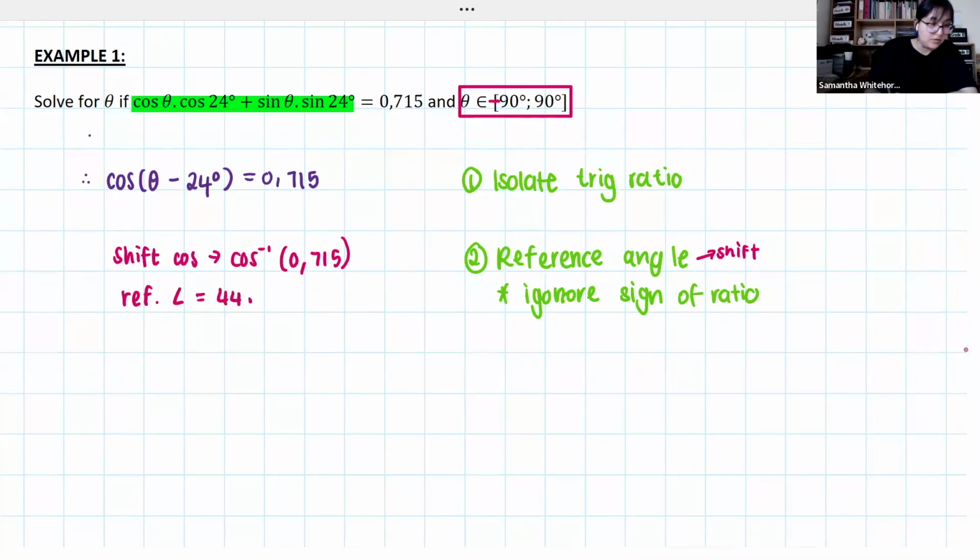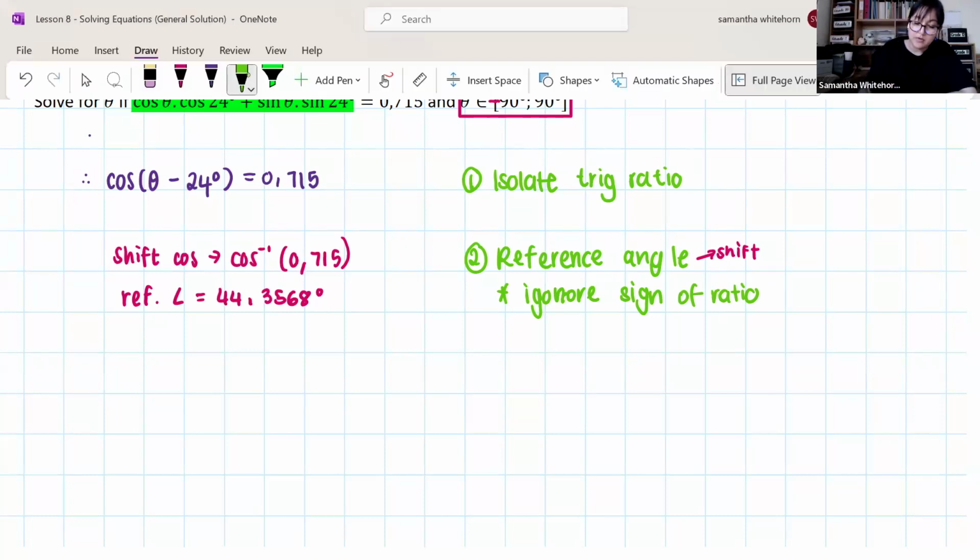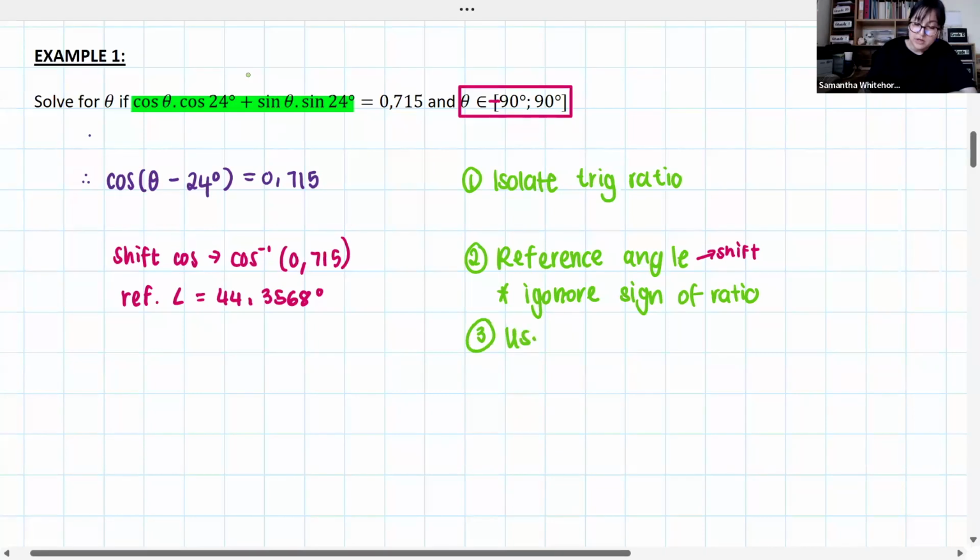is 44,3568. Now, I think a lot of you would just round that off to 44,36. There's nothing wrong with that, but try and keep more decimals, just because this isn't our final answer, and we should only ever round off our final answer. We're not going to be too strict with that. I'm just saying, as a matter of best practice, work with 3 or 4 decimals. You can round off at the end. Okay, so once we've found our reference angle, we move on to the third step, which says use the sign of your ratio to determine the quadrants.